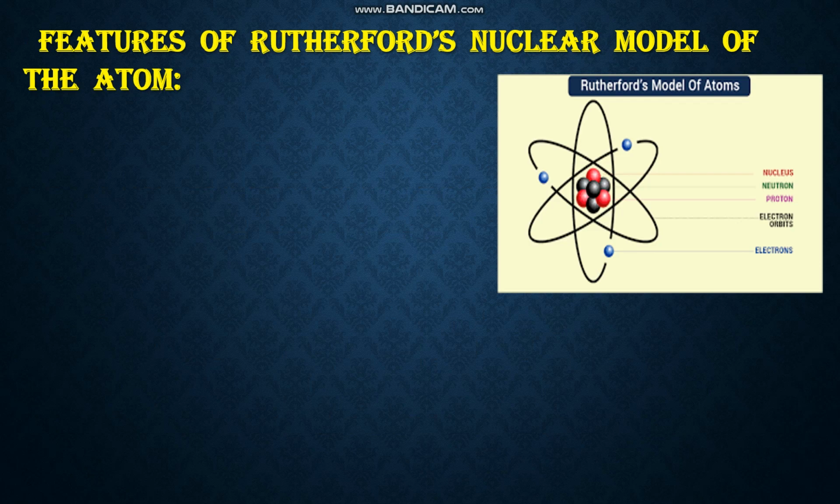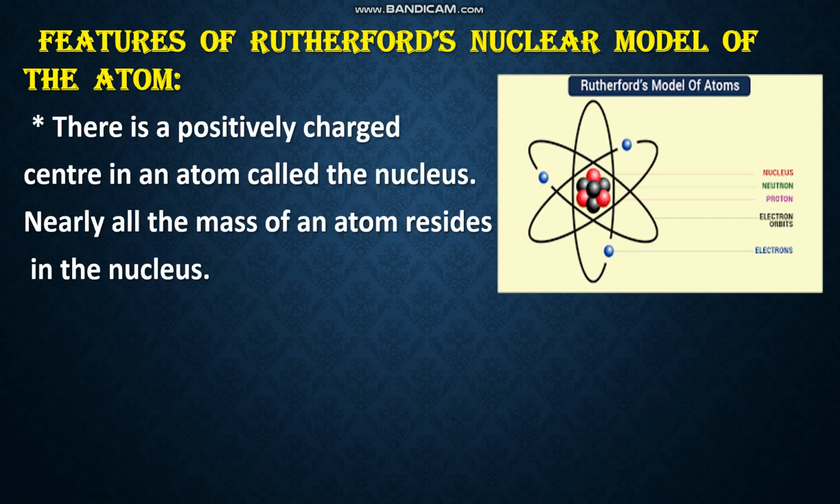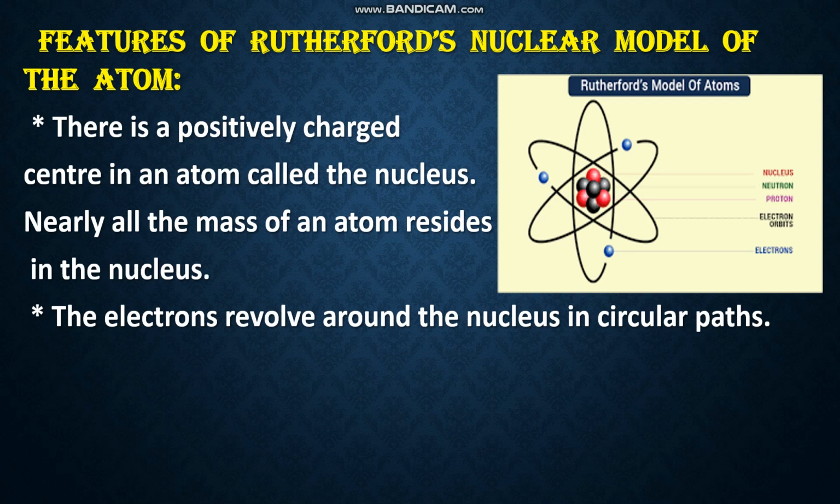let us see what are the features of this Rutherford's nuclear model. There is a positively charged center in an atom called the nucleus. Nearly all the mass of an atom resides in the nucleus. The electrons revolve around the nucleus in circular paths. That means almost all the positive charge and mass of the atom is at the center in a small region called the nucleus, and electrons are revolving around the nucleus in circular paths.